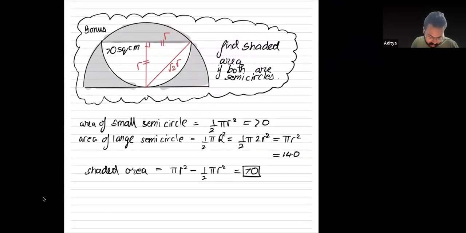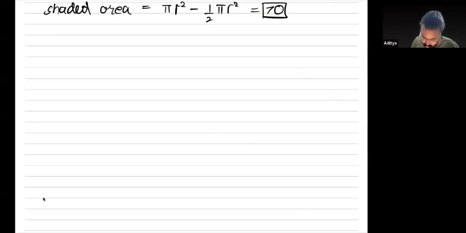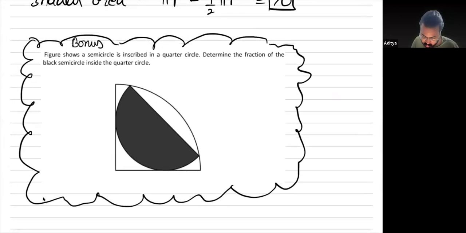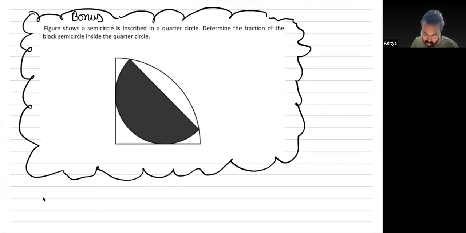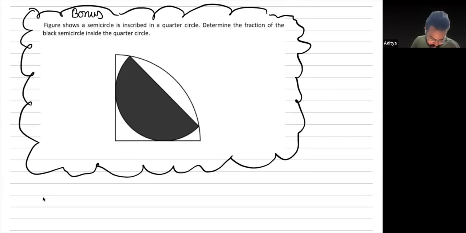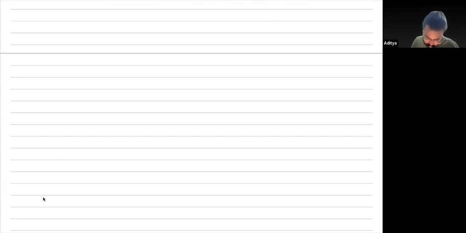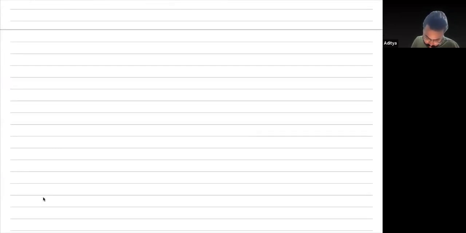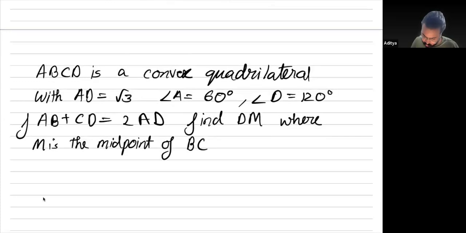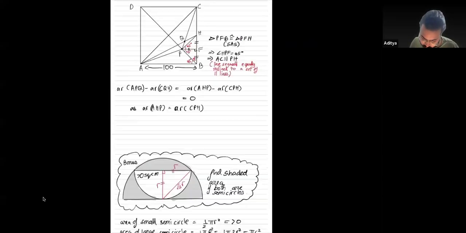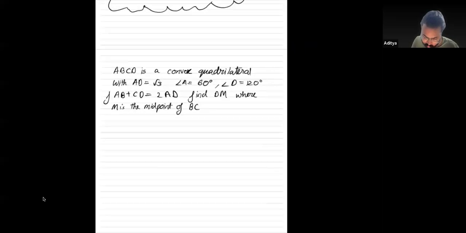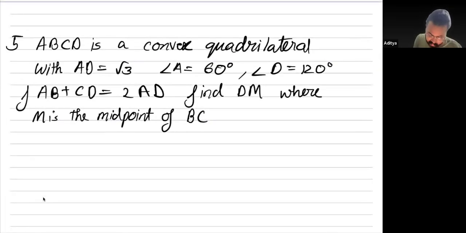Okay, once you are done with this bonus, you are probably fit to attempt this next bonus. Okay, so those who want can keep attempting the bonus question. Till then, attempt this question. Attempt question 5 first. If you are done with question 5, I'll reveal the bonus question.